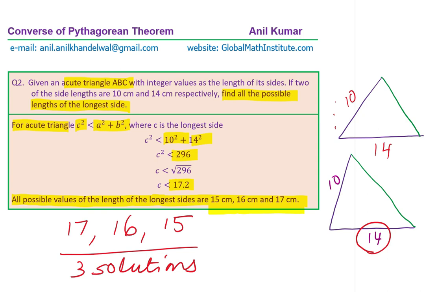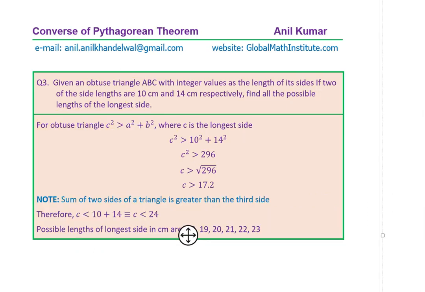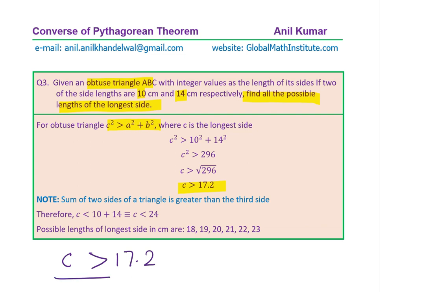Now we have a variation on this particular question, and the variation is this time we are given an obtuse triangle ABC with the same lengths 10 and 14. We need to find all possible lengths of the longest side. So we'll do exactly the same thing. C square has to be greater than a square plus b square. That means this time C is greater than 17.2, right? So we know that C is greater than 17.2. However, how do you find the upper limit? That is the question.